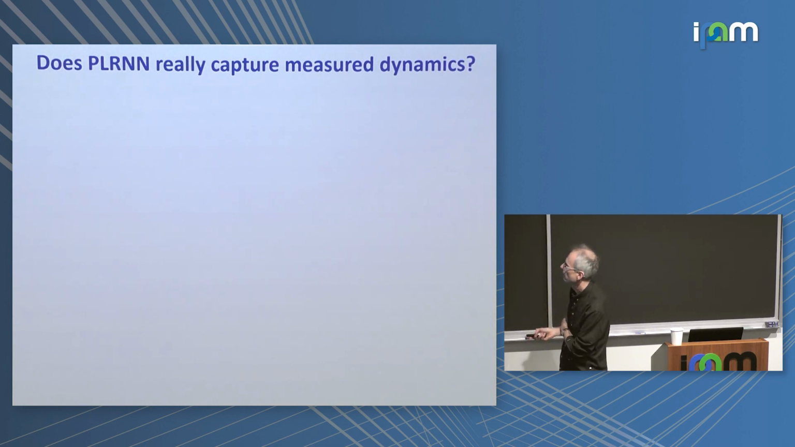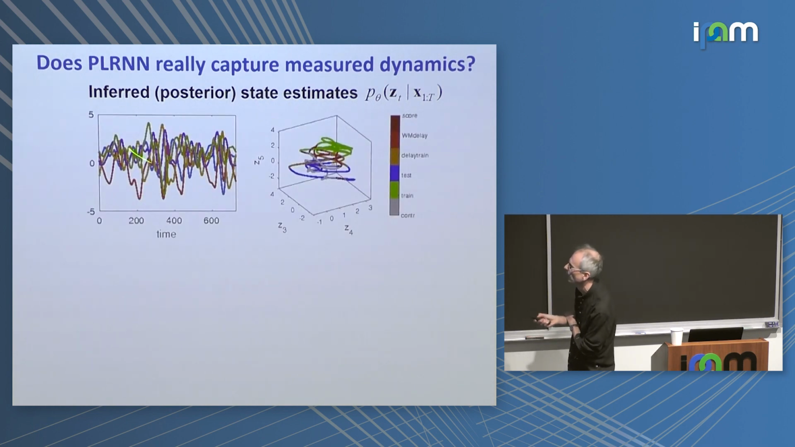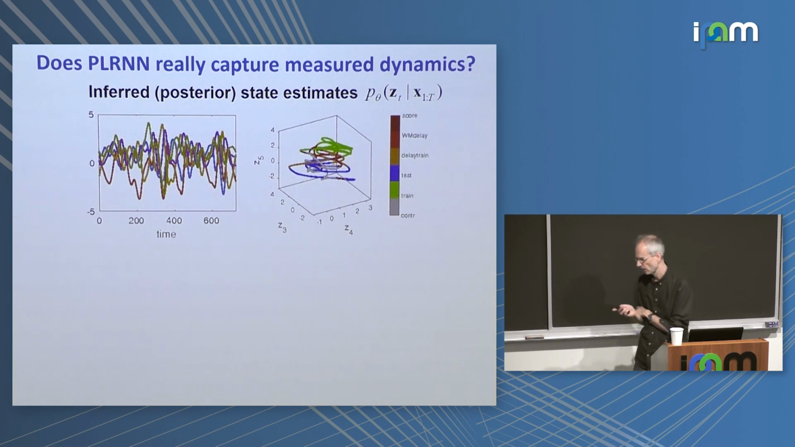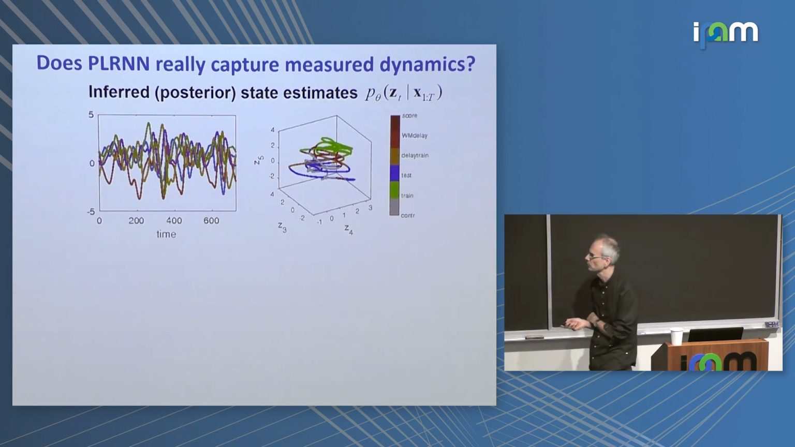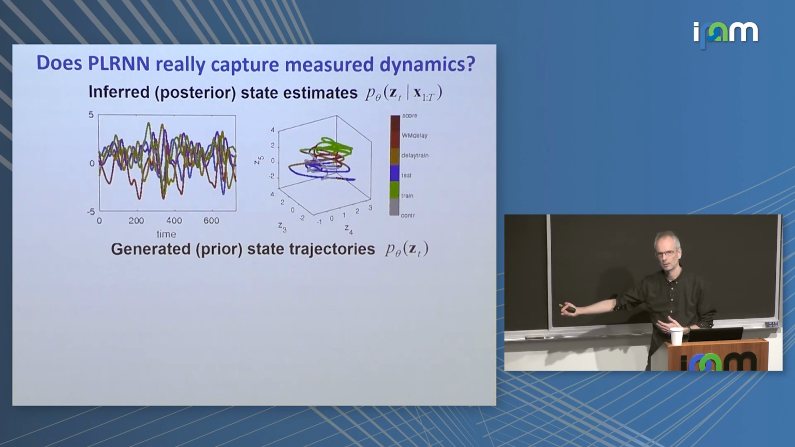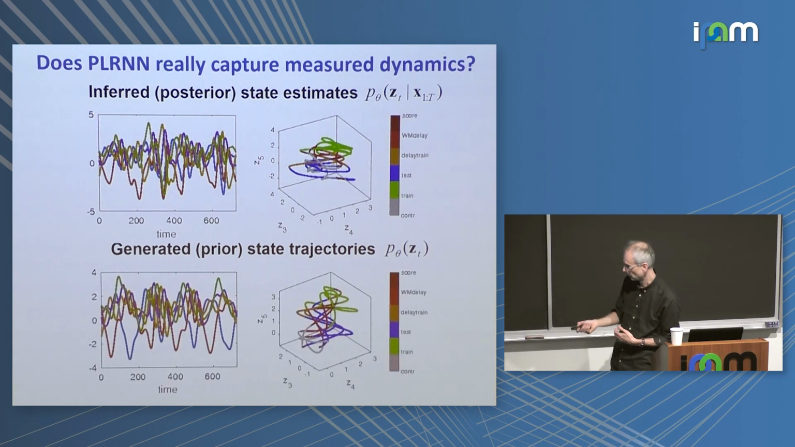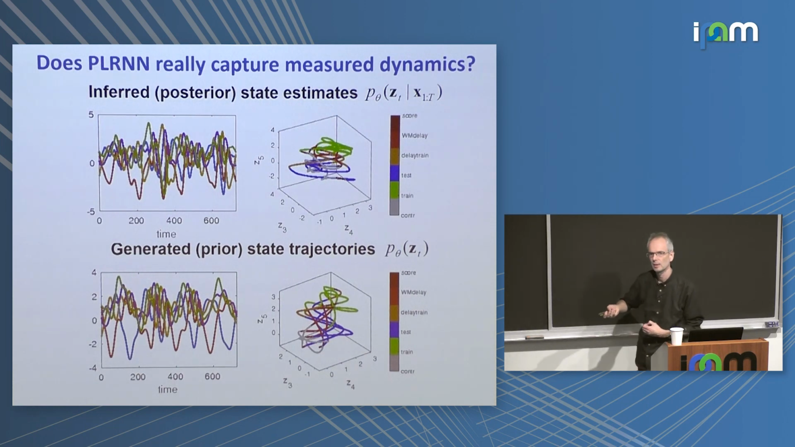Our idea is to use two distributions to which we have access. The first one is the posterior estimate of the latent states given the observations, and for instance it might look like this. This is just one fMRI example. Now we compare it to a second distribution, which is basically the prior distribution across latent trajectories, and in a good example it might look like this.